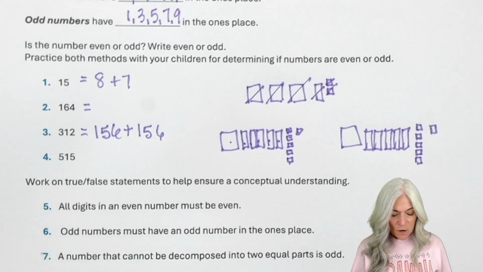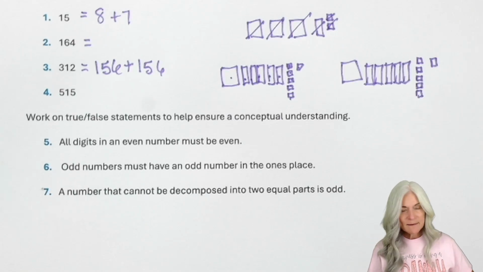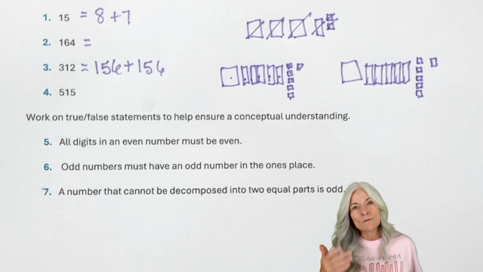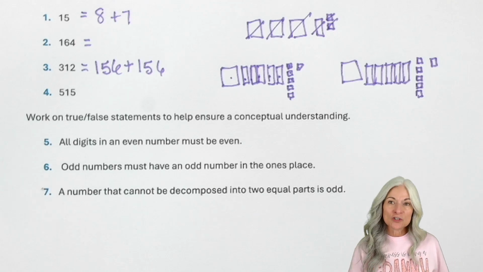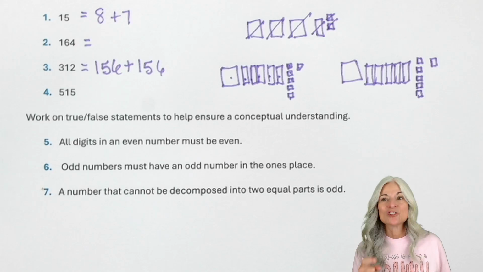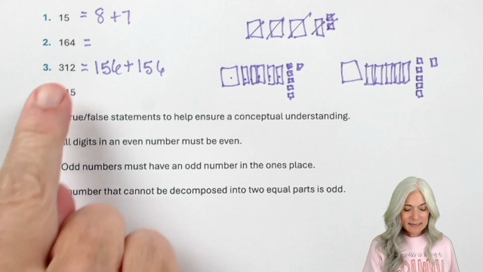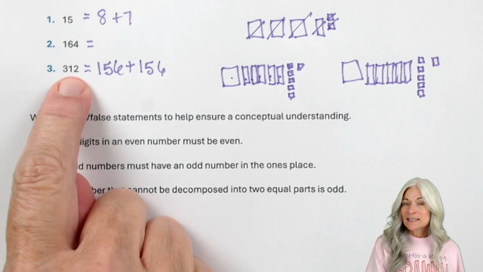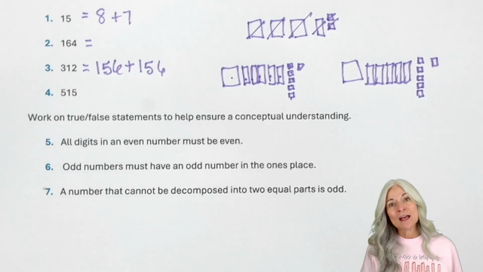All right, in their homework, they'll also have some true-false statements. These are great to really help the students with building and ensuring that they've got the conceptual understandings. Things like all digits in an even number must be even. That's not true, right? It's just the one in the ones place, like 312. It's an even number, but 3 and 1 are both odd.